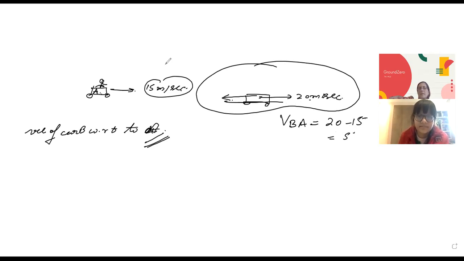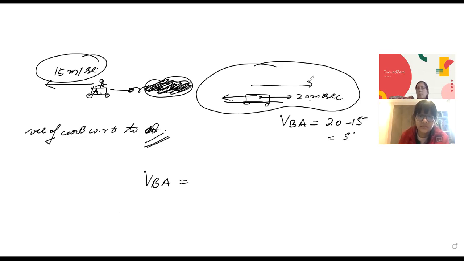Now let us suppose I reverse this. Now A is moving 15 meter per second in this direction. Now you tell me what will be the velocity of B with respect to A? 35 meter per second. Yes, so this velocity I have exactly applied in the opposite direction to body B. So now this will be 20 plus 15, which is 35, right?